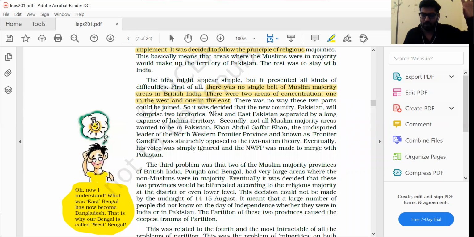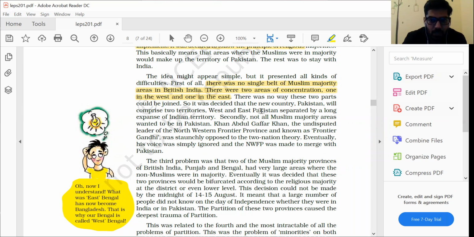So here is Pakistan, and what today is known as Bangladesh was called East Pakistan. These two were one country. Please remember this: until 1971, Bangladesh was known as East Pakistan, because the Muslim majorities were divided from India. So West and East Pakistan were separated by a long expanse of Indian territory. That is the thing that I explained to you right now.